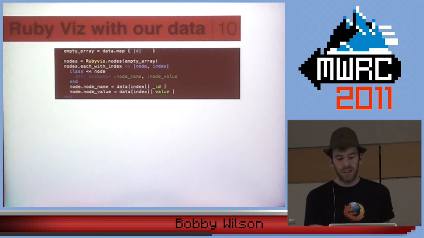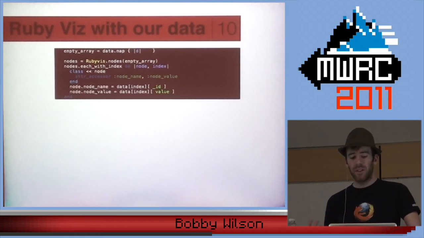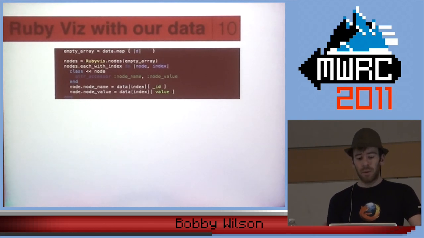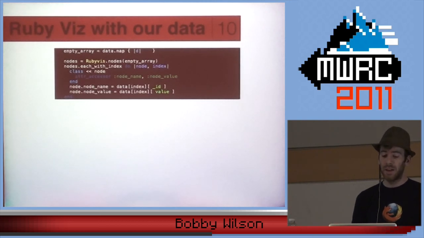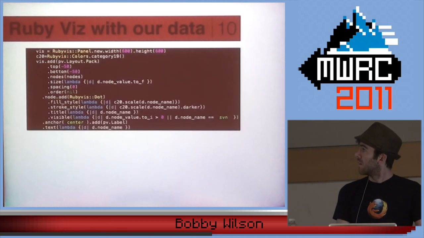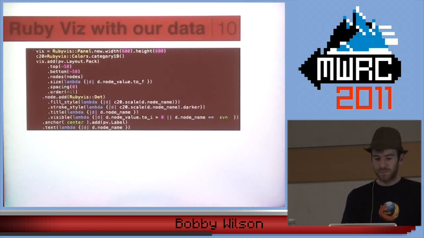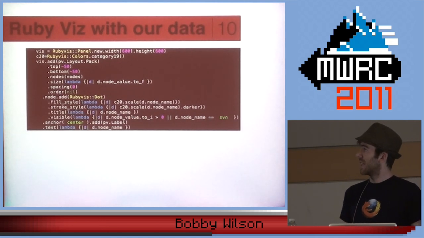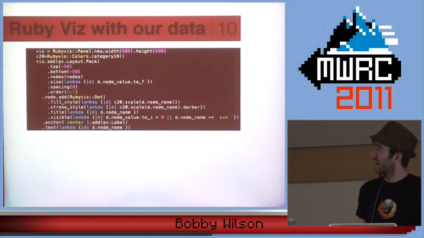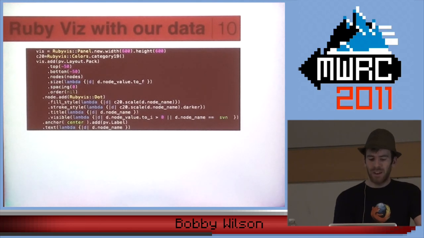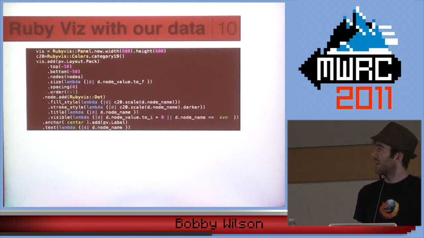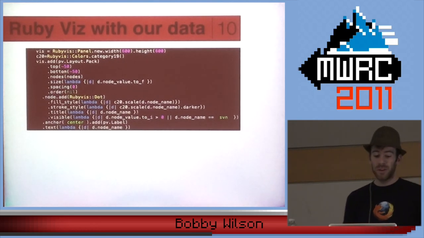Then we create an empty array of all the nodes for all the commits, and then take each of this big empty box of nodes and populate data for each commit by author. And then this layout pack is that ball style layout that we were doing there, and it just gives us a little bit of the infrastructure for adding those dots. And the fill and stroke style are just built-in color libraries that are provided with RubyViz.